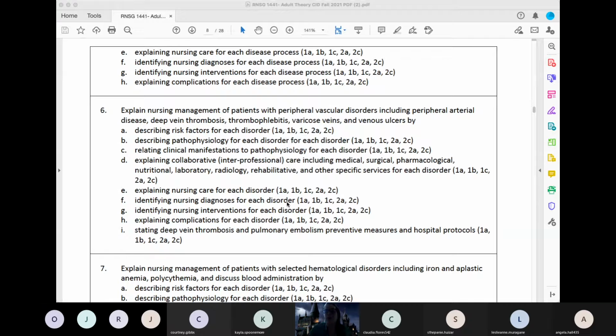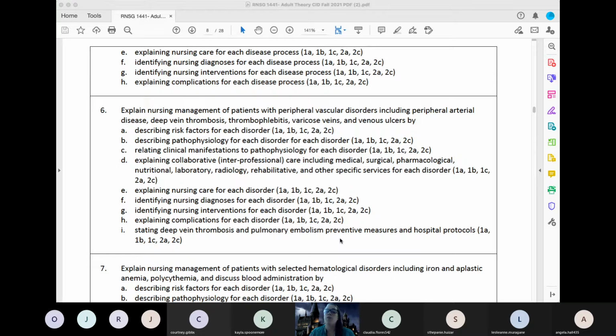So first you need to know how deep we are expecting you to go. You can see on number 6, it says all these big fancy words, but effectively what this is telling you is, what disorders do you need to know about? And then what do you need to know about them? So like it says there, you need to know about peripheral artery disease. You need to know about DVT. You need to know about thrombophlebitis, varicose veins, and venous ulcers. So these are the things that you can be tested over. And then it has all these bullet points and all these numbers and stuff like that. And that's where you might be like, oh, I'm not even looking at this.